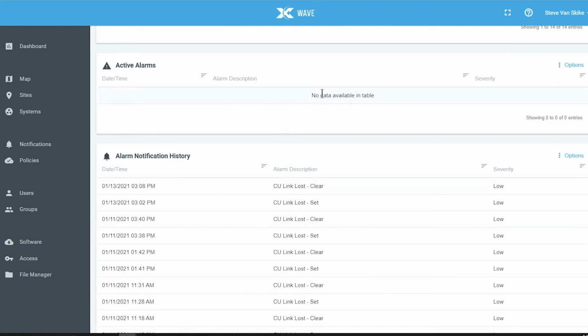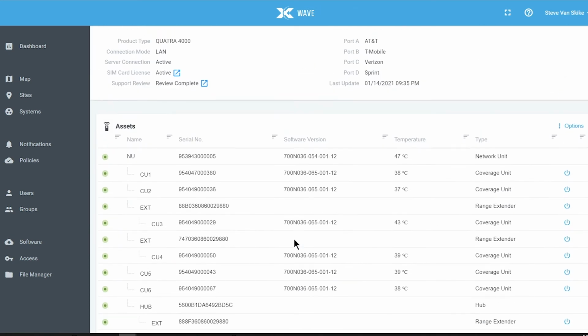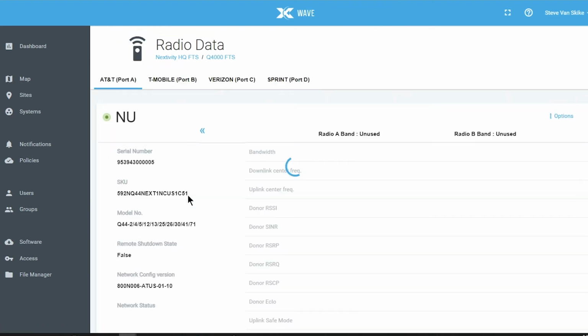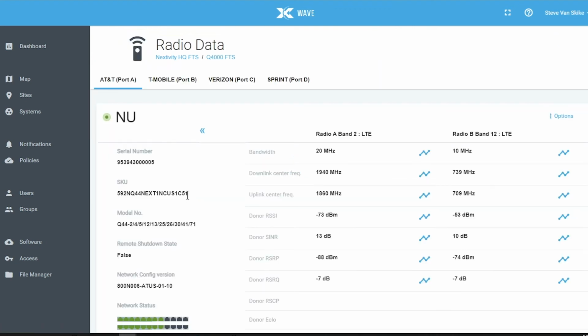If there is no alarm, such as there isn't here, then further down I can take a look at the last 100 alarms in the alarm history, just in case there's something intermittent that's only showing up once in a while. So that's all useful information. Then I will select the network unit or some other piece of hardware from the system, and it'll take me to that radio data page.